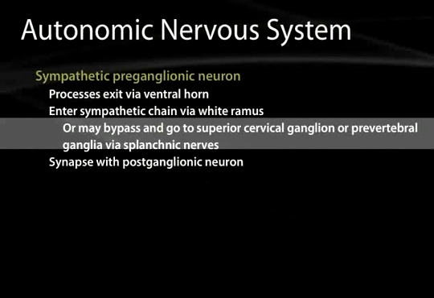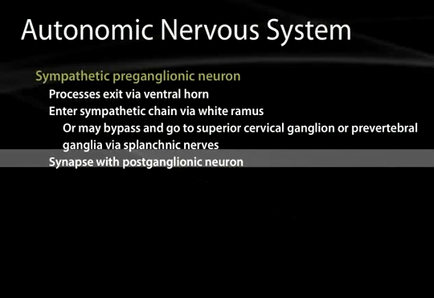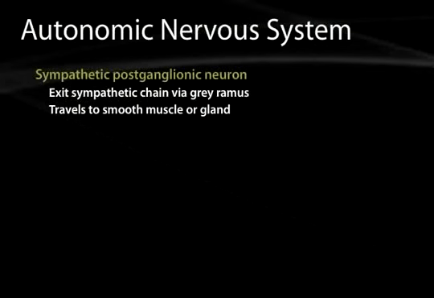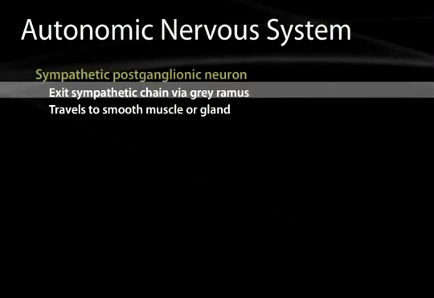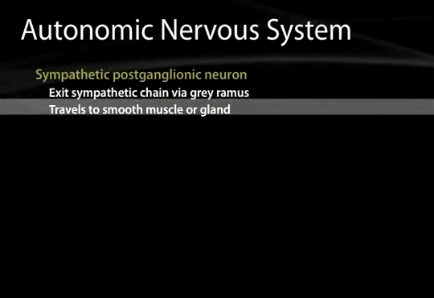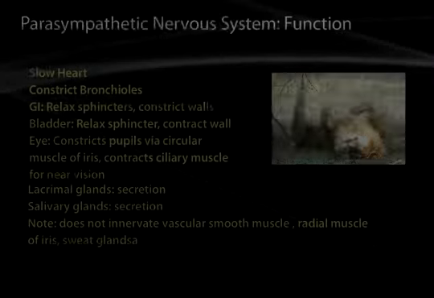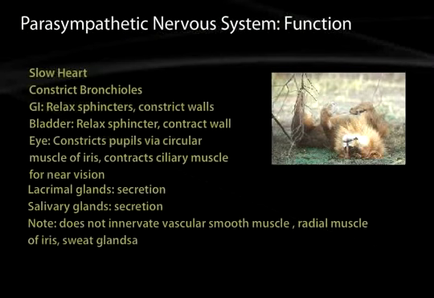Also, there is an option for bypassing and going to the superior cervical ganglion or prevertebral ganglia via the splanchnic nerves. A splanchnic nerve refers to any nerve that bypasses the chain, where the postganglionic neuron may be in the sympathetic chain or in one of the other ganglia that we just talked about. At that point, if it exits the sympathetic chain, it will exit via the gray ramus. And now let's talk about the parasympathetic nervous system.